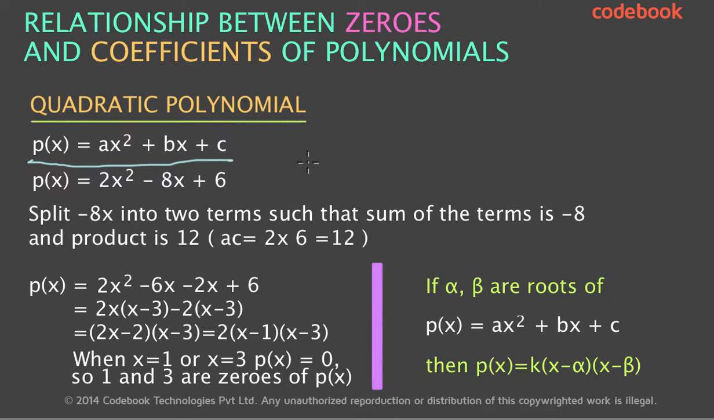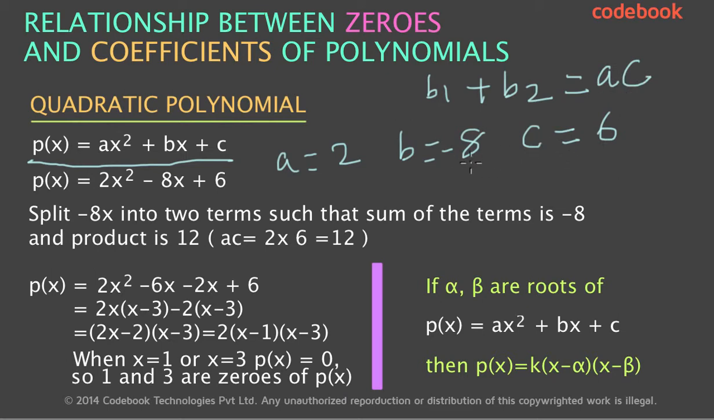So if you remember from your 9th class lecture of polynomials, we have discussed that in order to factorize a quadratic polynomial, we will take the middle term and split it into two terms such that the sum of those two terms is equal to b and the product of those two terms is equal to AC. So here a is equal to 2, b is equal to minus 8, c equal to 6. We have to split minus 8 into two parts, let's call them b1 plus b2, such that their product is equal to AC.